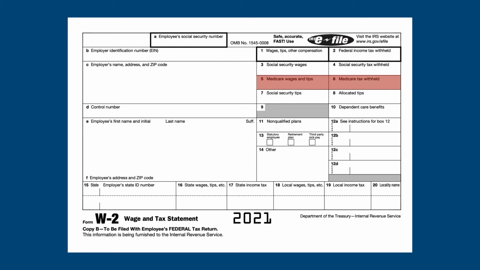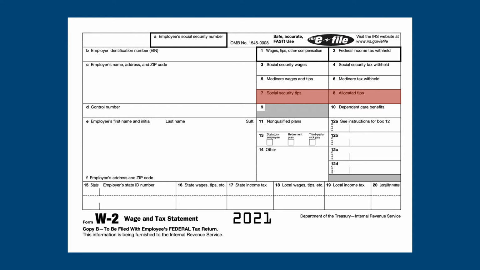Boxes 5 and 6, Medicare wages and Medicare tax withheld. If you're a high wage earner, you'll usually see this doesn't match your Social Security wages because Social Security taxes are capped and Medicare taxes aren't. Also, even if you work in an occupation that is exempt from Social Security, you will still have Medicare wages and Medicare tax withheld.